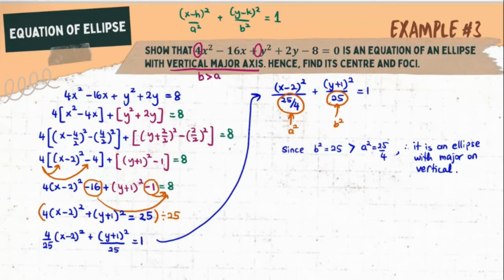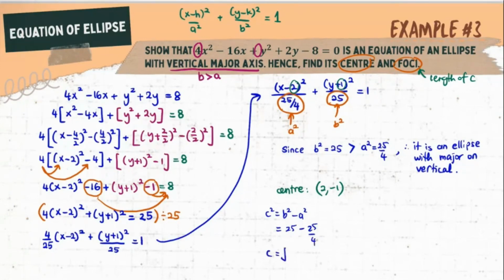And next, to get the center and also the foci. Okay, our center is the values of 2 and negative 1. So our center will be (2, negative 1), and we need the foci. For the foci you need to get the length of c. Where does the length of c come from? So b squared minus a squared is equals to c squared. Sorry, here we need to put c squared. Okay, so 25 minus 25/4. So c will be the square root of 25 minus 25/4. I have 75/4 and the answer will be the length 5 square root 3 over 2.